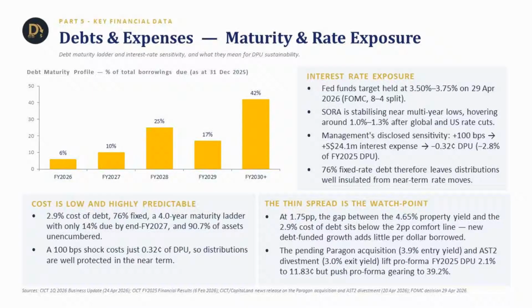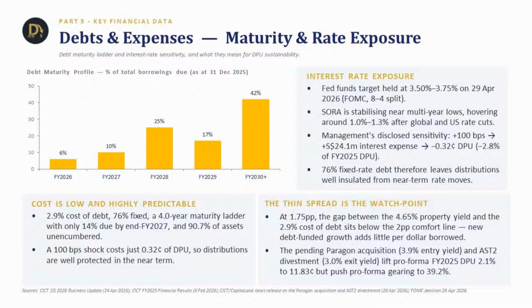Management states that a 100 basis point increase in interest rates results in a $24.1 million rise in interest expense. This mathematically translates to a 0.32 cent drop in DPU. I want you to contextualize this drop strictly against the FY 2025 baseline we discussed earlier. Sure. If you calculate that 0.32 cent reduction against the FY 2025 DPU of 11.58 cents, it represents just a 2.8% decrease. Which is very low. It is. It mathematically proves that because 76% of the debt is fixed and the overall cost is optimized at 2.9%, the distributions remain numerically well insulated from near-term rate volatility.